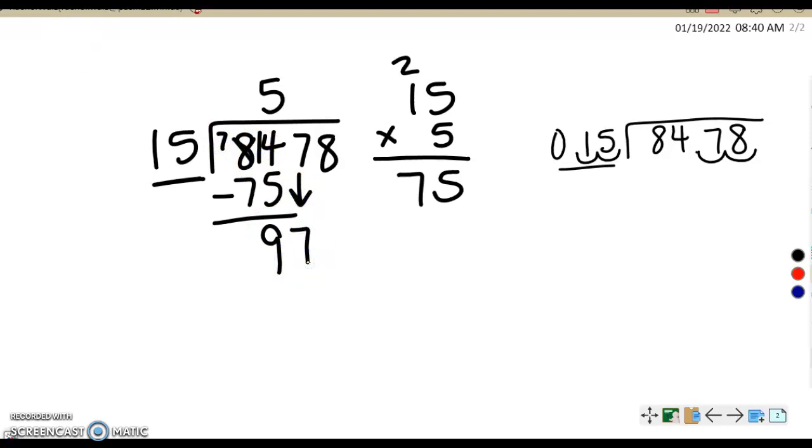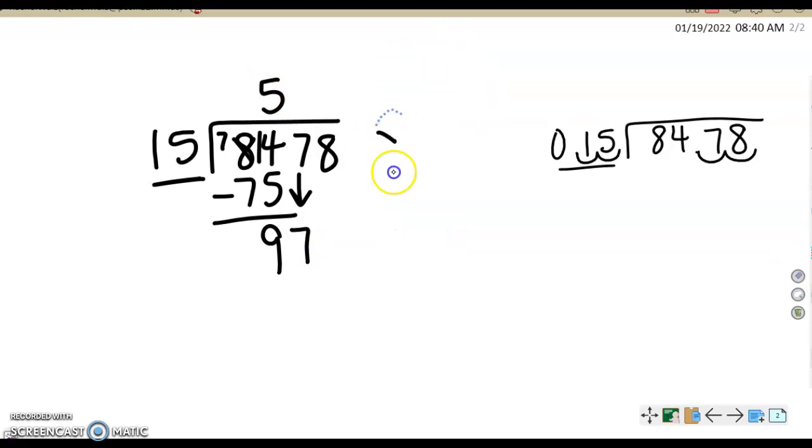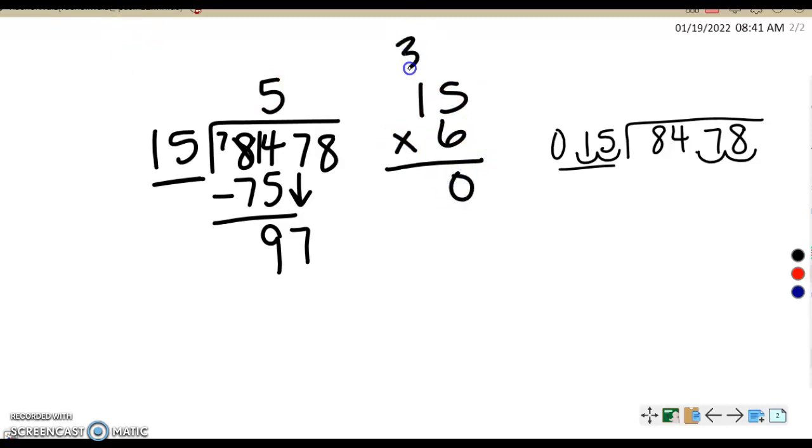Bring down the 7. I'm going to assume that it's probably pretty close to what we just did, 15 times 5. So maybe we'll try 15 times 6, I think is 90. 6 times 5 is 30. Carry the 3. 6 times 1 is 6, plus 3 is 9. So we're pretty close there with the 6. 6 times 15 is 90. Subtract and get 7 left over.